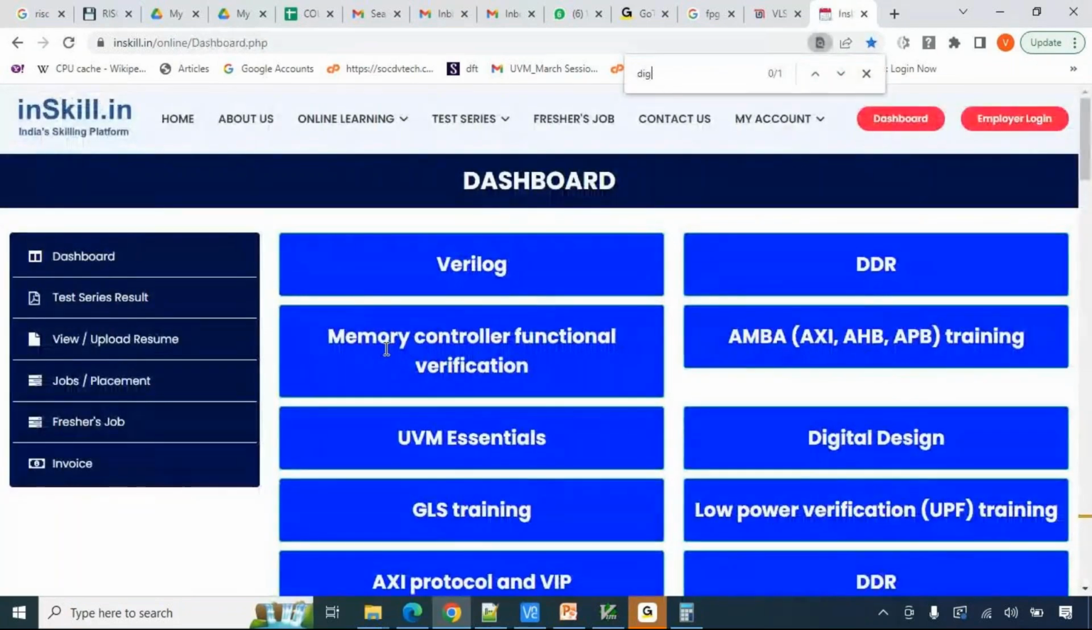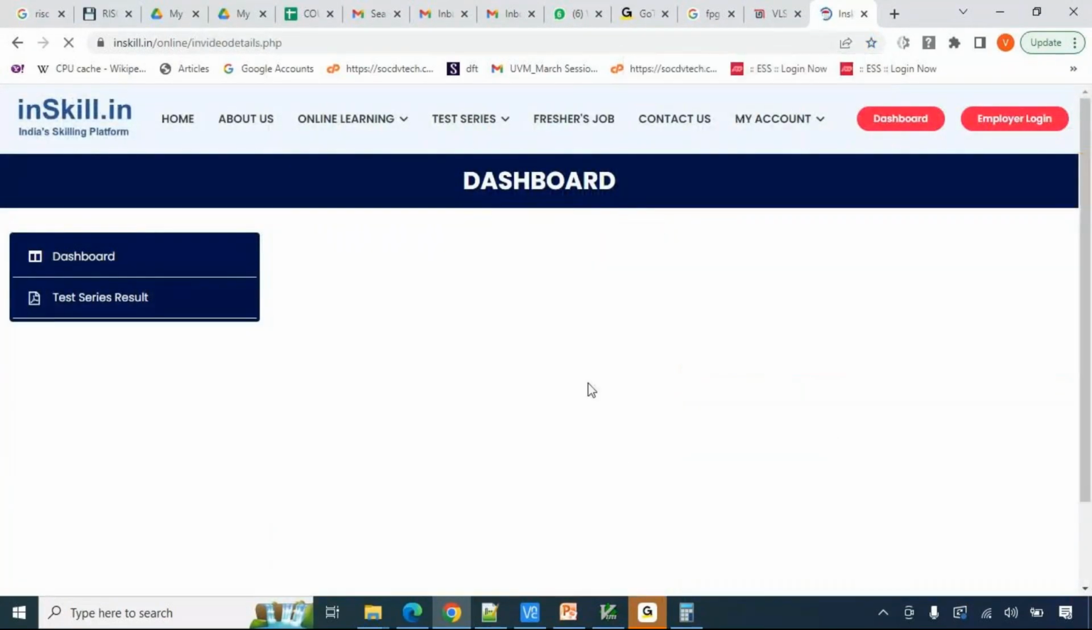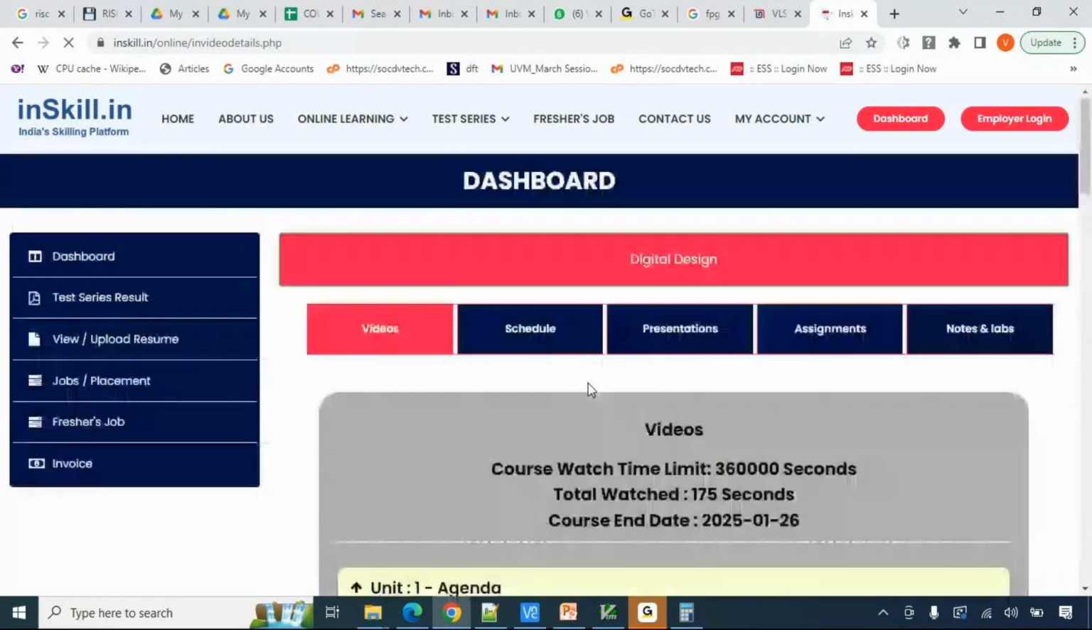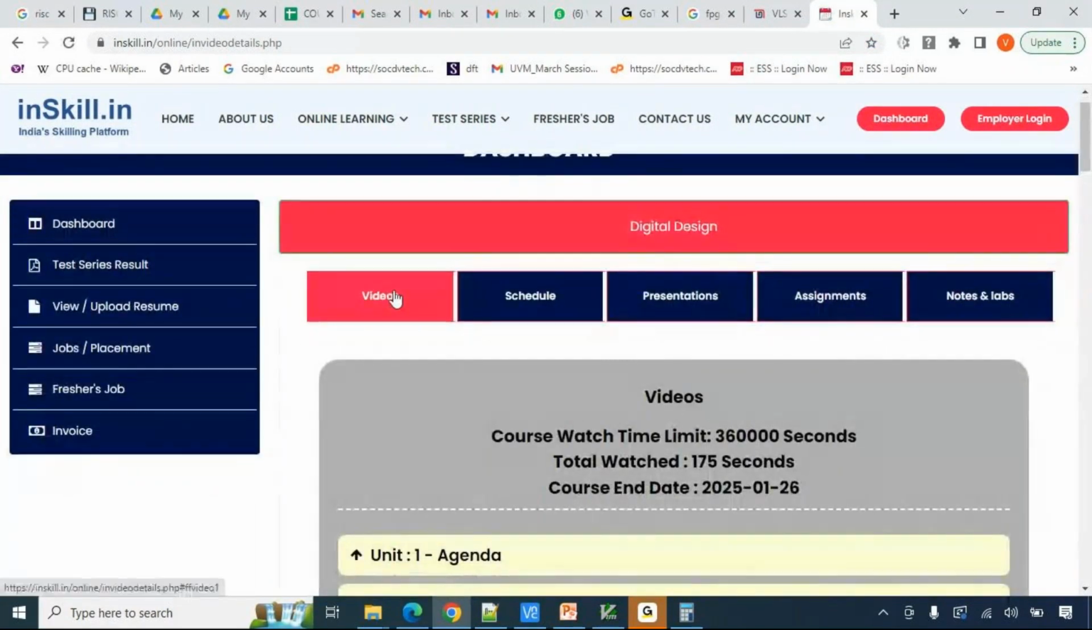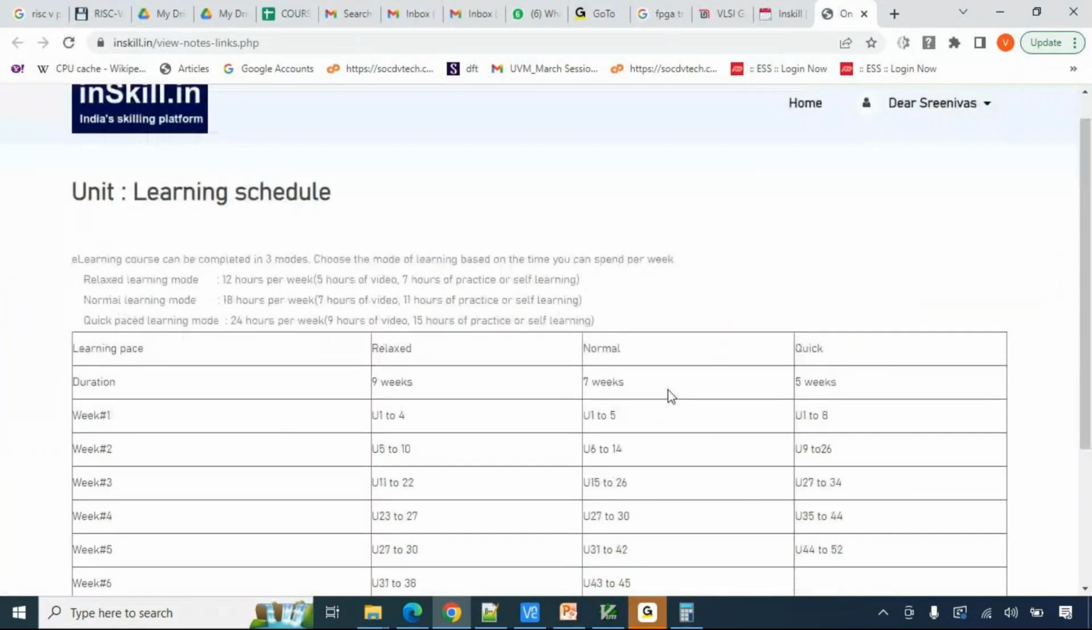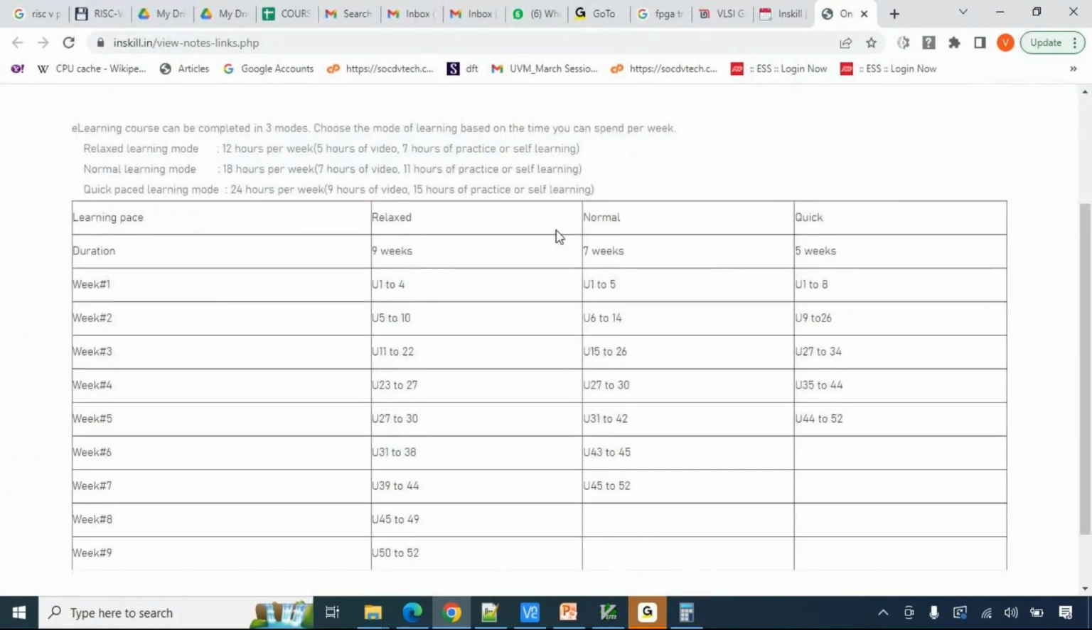Let's say if you start off with digital design, for example, once you enroll for the e-learning course, you'll get the videos and the schedule. The schedule is implemented in such a way that we divide the learning into three possible categories: either you want to learn in a relaxed mode, a normal learning mode, or a quick-paced learning mode.